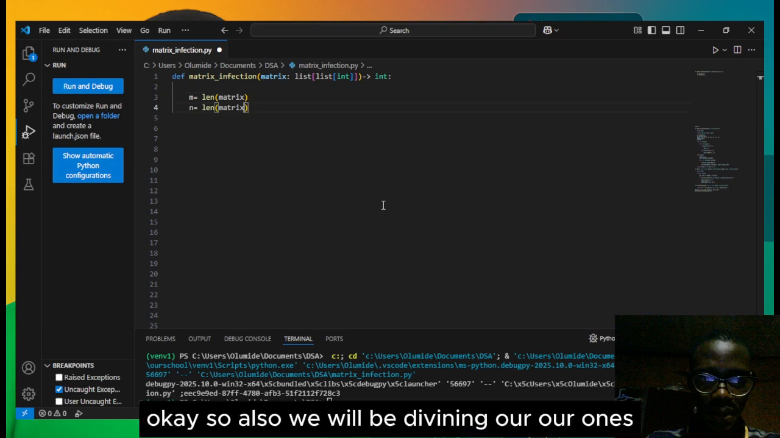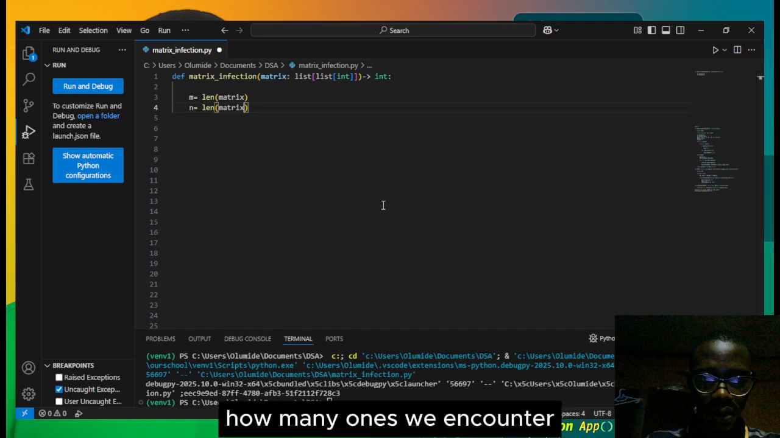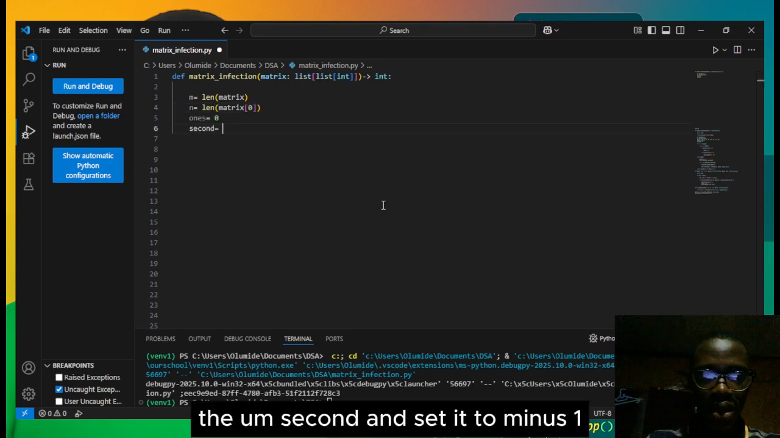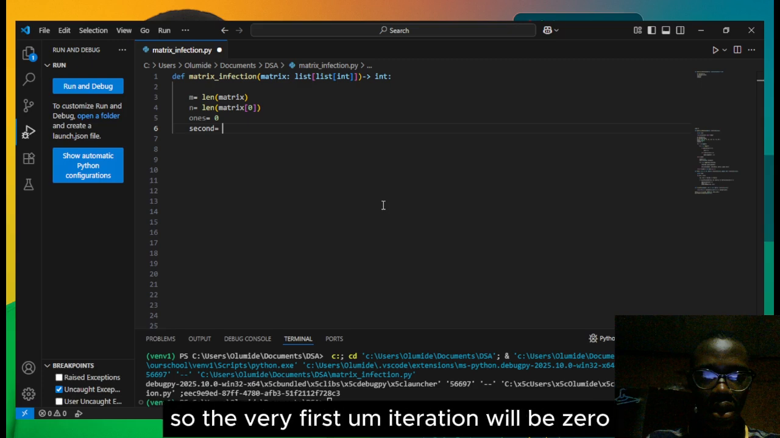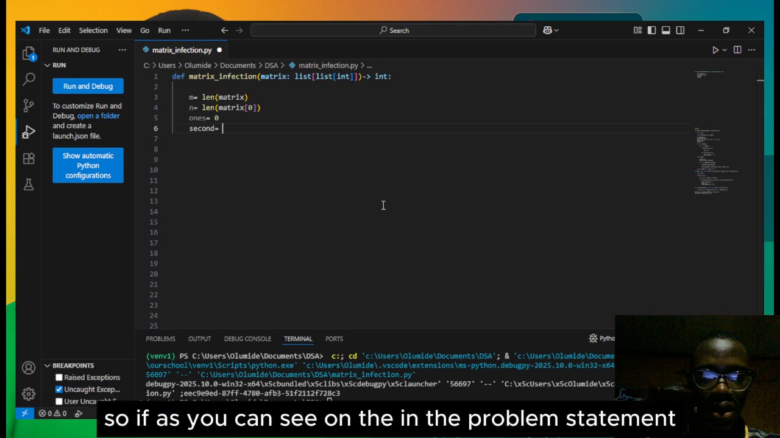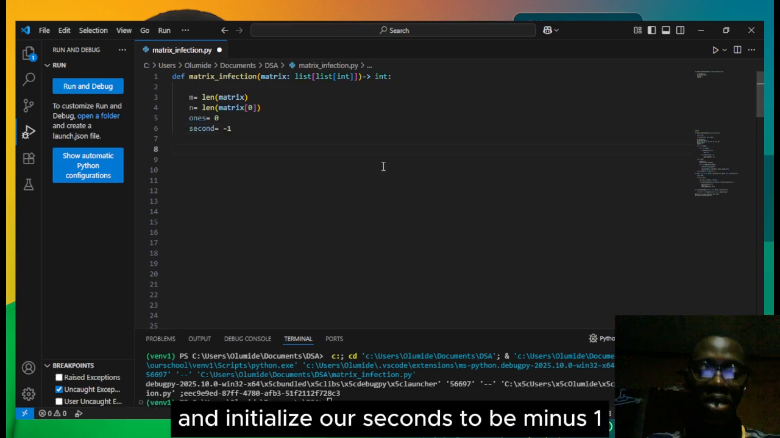Okay, so we will also be defining our ones. Don't forget, ones is going to keep track of how many ones we encounter. We also want to define the seconds and set it to -1. You will get to know why, because it is 0 indexed, so the very first iteration will be 0, the second will be 1. As you can see in the problem statement, it starts from 0, not 1. So we have to initialize our seconds to be -1.